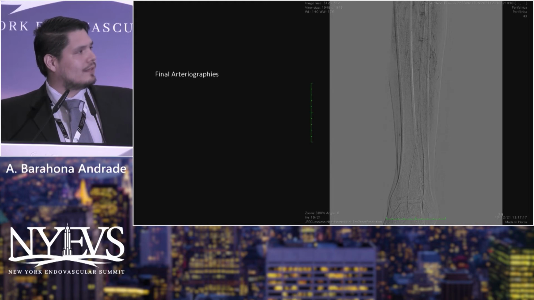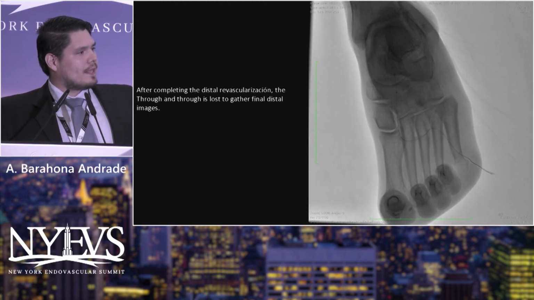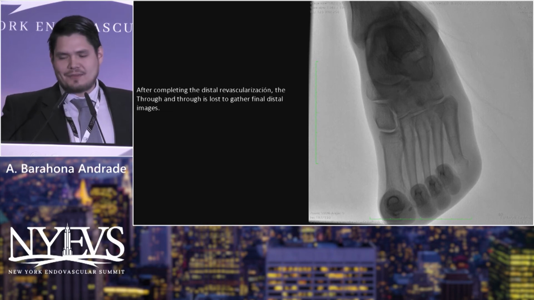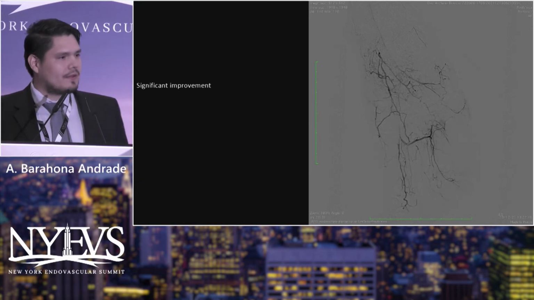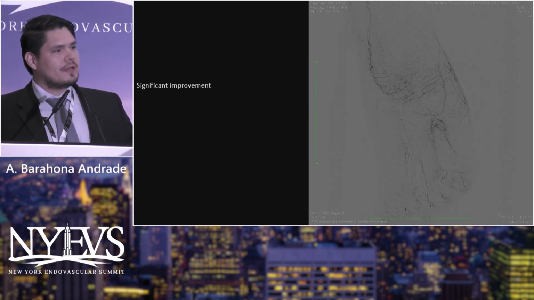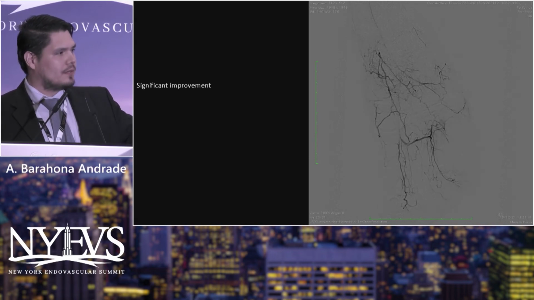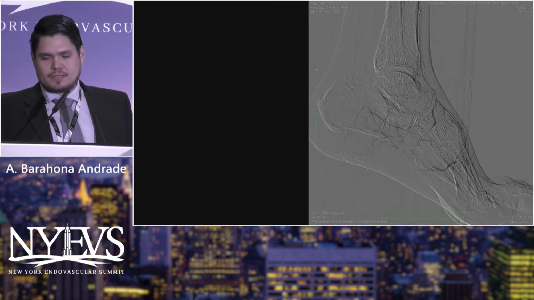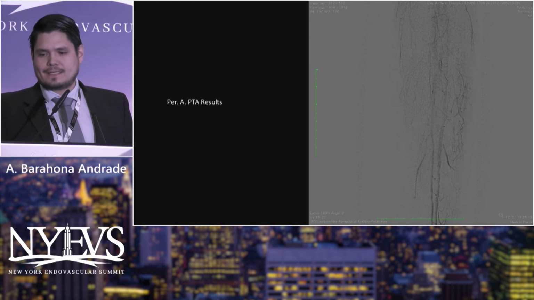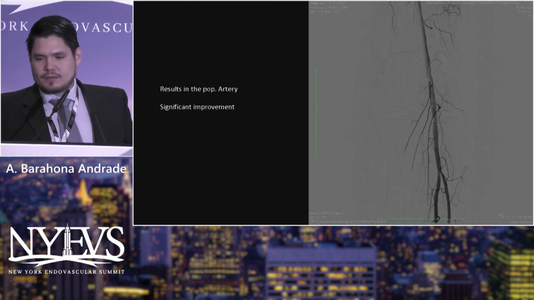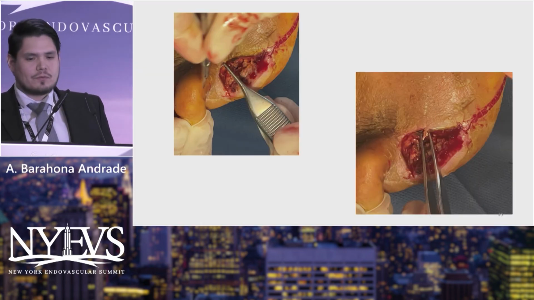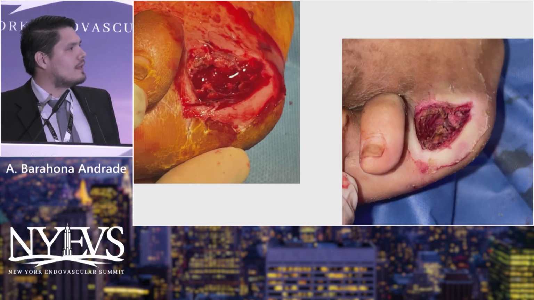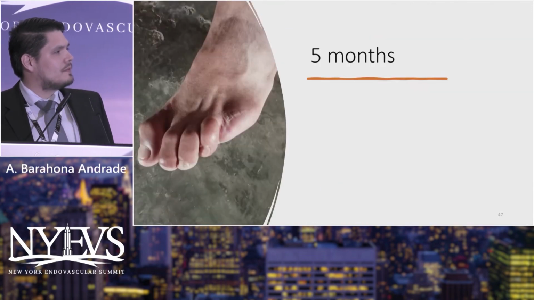This is our final arteriography. Before doing this, we have to remove the guide wire from the access above, and after this, we can see a significant improvement. You can compare the first video with this one and the velocity of the flushing of the contrast in the foot. This is the lateral view, and this is the final result. Obviously, we had to treat the popliteal artery. It did not require any stent. And afterwards, we did debridement of the ulcer, and this is the final result 5 months after the treatment.